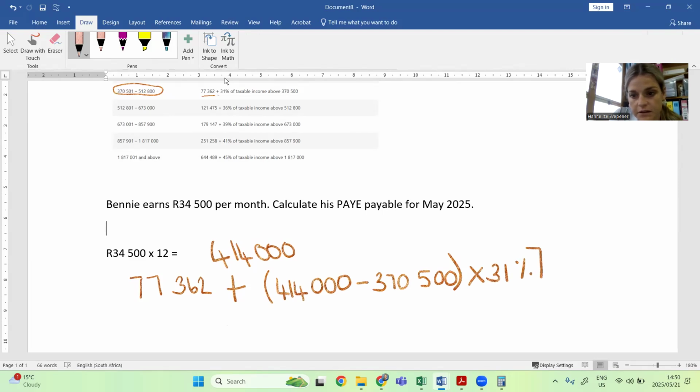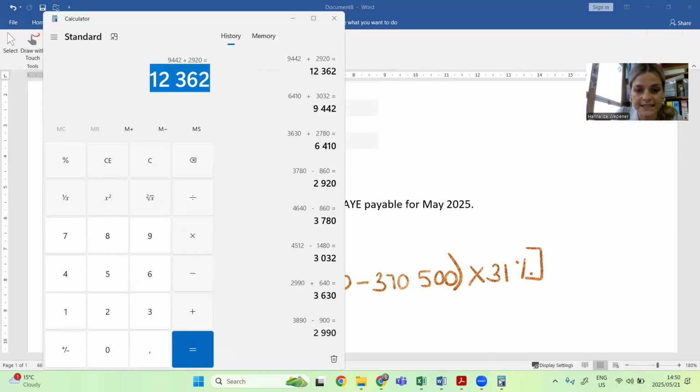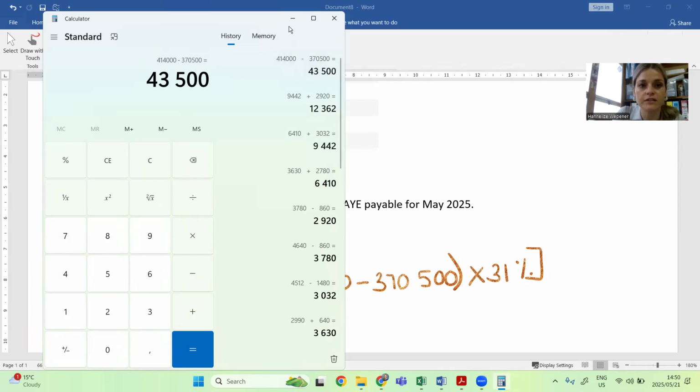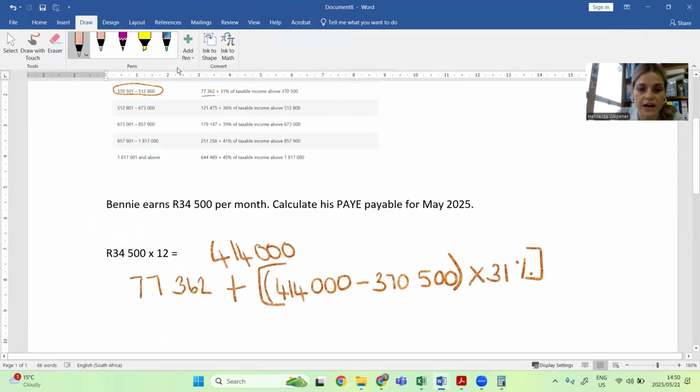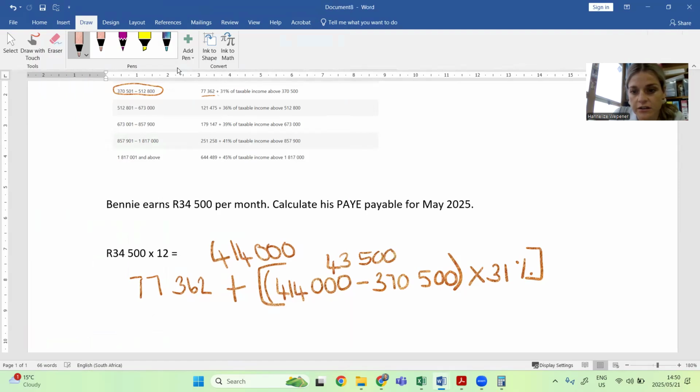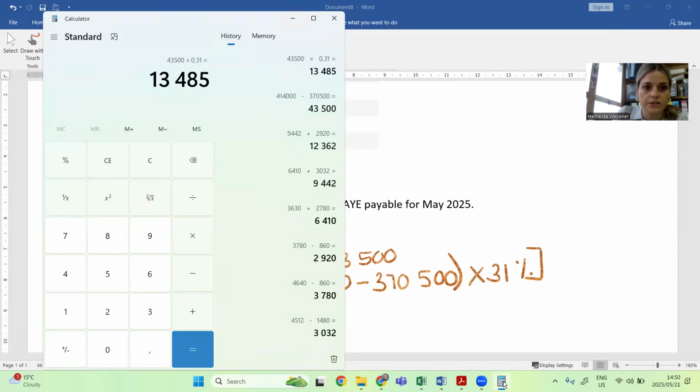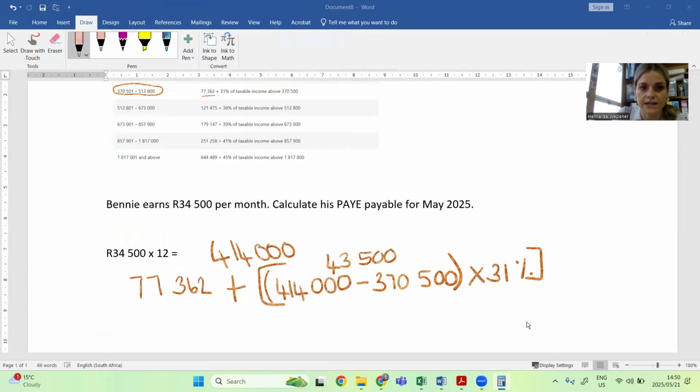So times 31%. See, the handwriting is already looking a bit better on this thing. So what is that difference? It's 414,000 minus 370,500, so 43,500 Rand. On 43,500, you must pay an additional 31%. So times that by 31% to get 13,485 Rand.